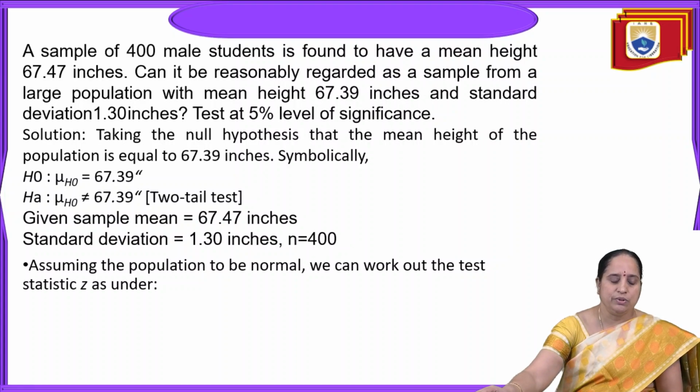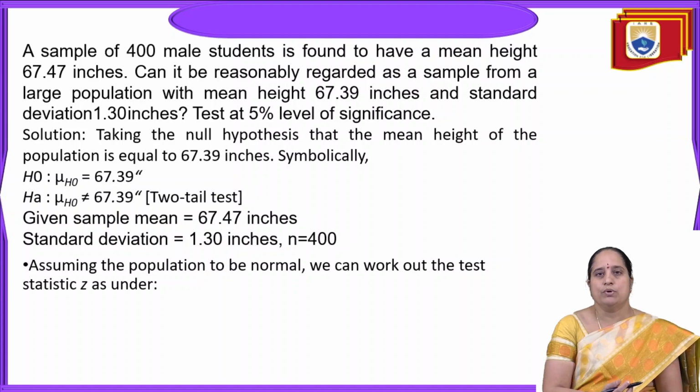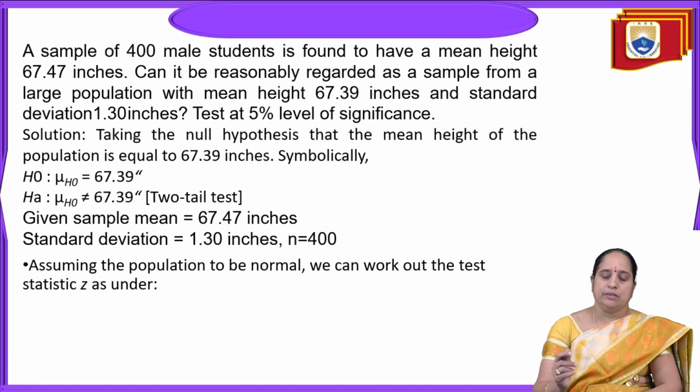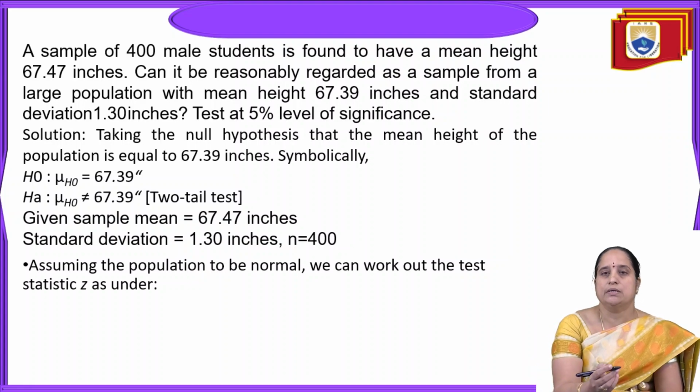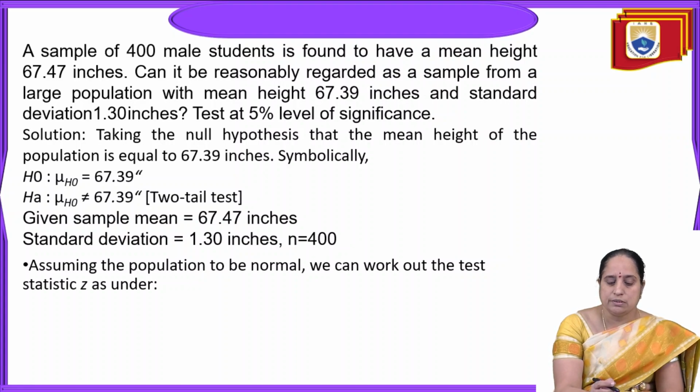So, symbolically, we define the null hypothesis H0: mu = 67.39, and HA: mu is not equal to 67.39 inches. So we are saying that it is a two-tail test. How can we identify whether it is a one-tail or two-tail test? Based on the symbol in the alternative hypothesis, one can decide whether it is a one-tail test or a two-tail test. In this case, it is a two-tail test.